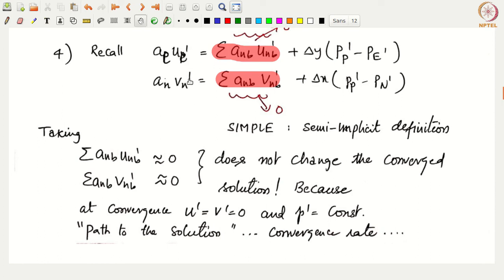So once you have U prime, V prime 0, your U equals U star. As a result, U primes are 0 everywhere, so the unb primes and vnb primes are also 0. So as a result, this kind of an approximation would not change the converged solution. It only changes the path to the solution, and more precisely it changes the convergence rate. But we are okay with it, because the trouble of including these terms will be much bigger than changing the convergence rate, since this kind of an approximation only changes the convergence rate.